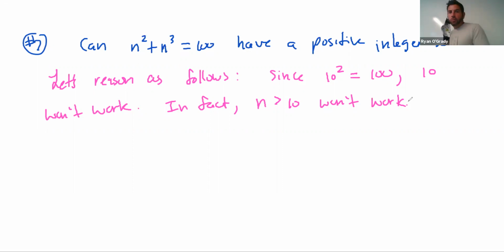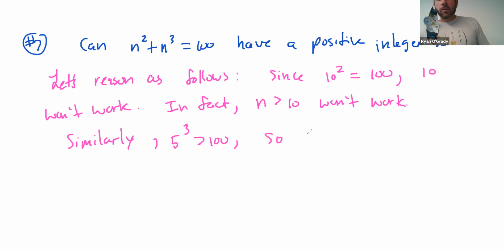Similarly, what about n cubed? Well, what's something like 5 cubed? 5 cubed is bigger than 100, right? So similarly, 5 cubed is greater than 100. So n greater than 5 can't work.